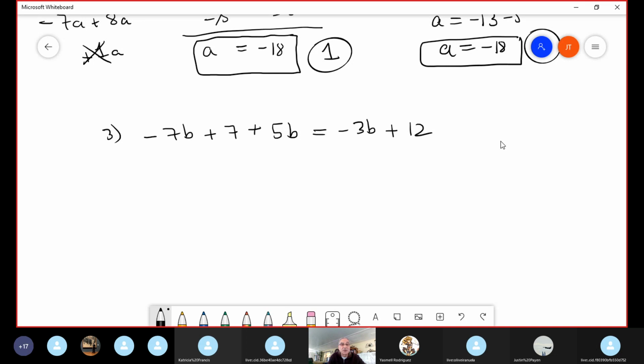Okay, so ready to combine like terms. Which are like terms? This and these are like terms. And negative 7 and 5, subtraction, no? It's negative 2b. Plus 7, I just bring that.